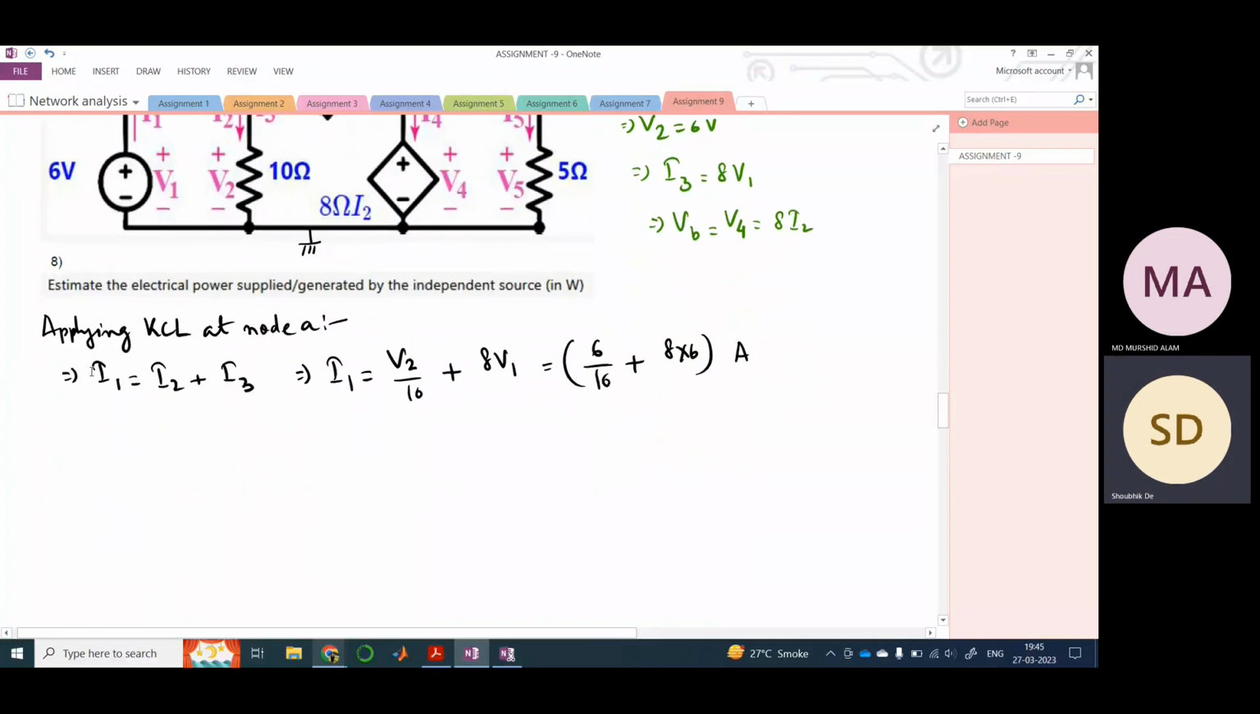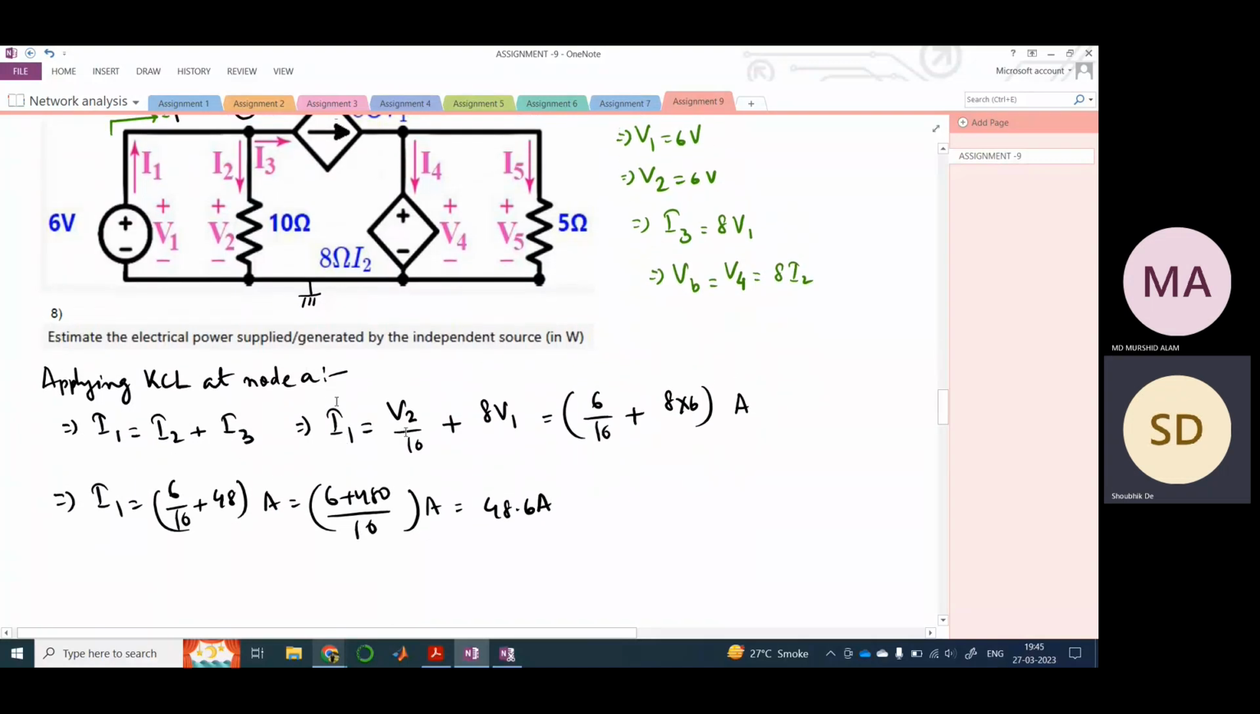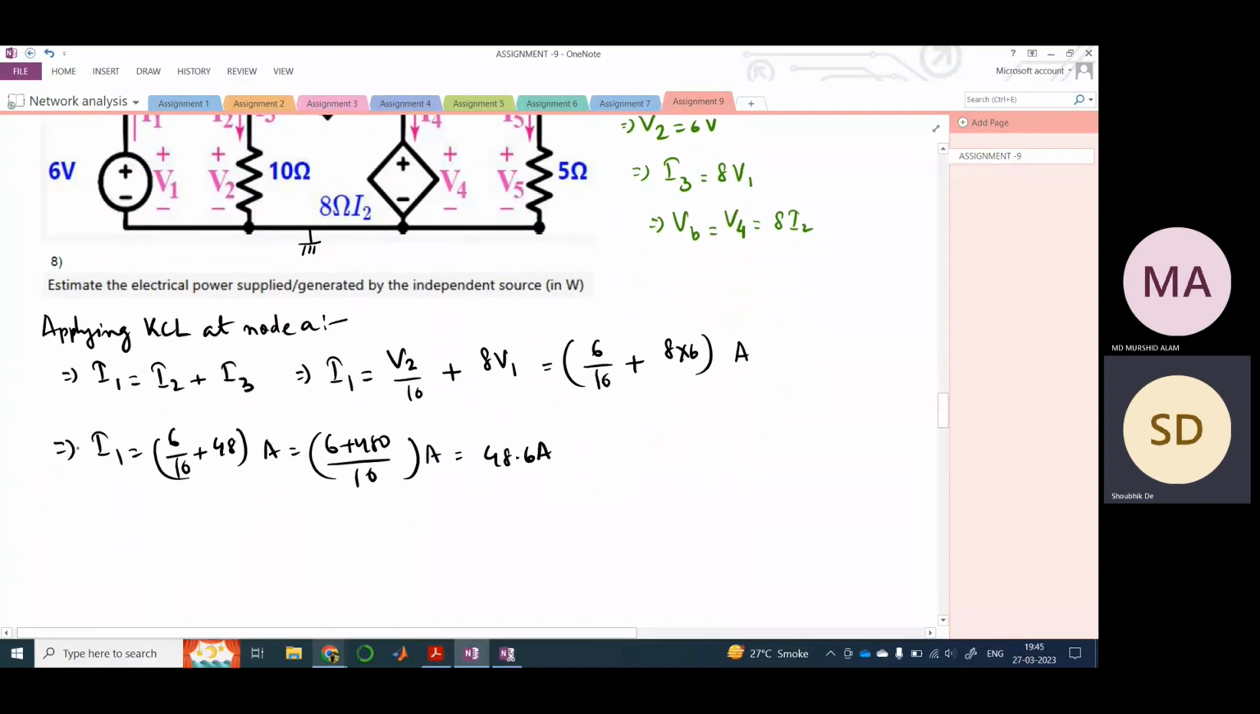So easily you are able to find out the value of I1. Therefore, this is 6 by 10 plus 48. Therefore, this is 6 plus 480 by 10 amps, or 48.6 amperes. And therefore, they are telling us to find out the electrical power supplied or generated by the independent source. So this would be V1 into I1, nothing else.